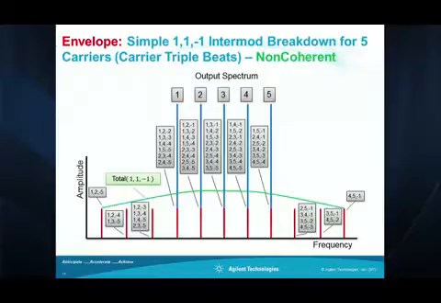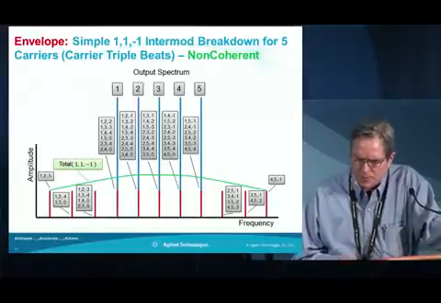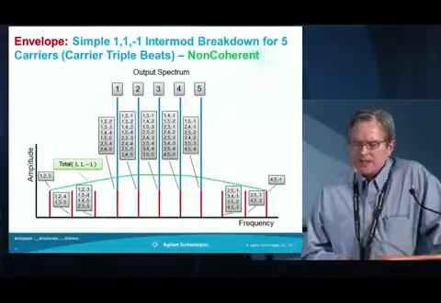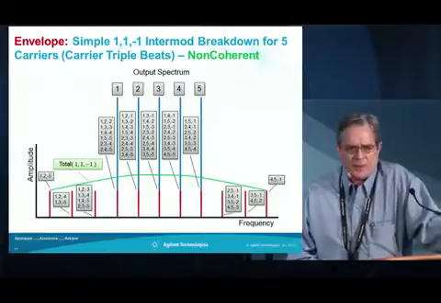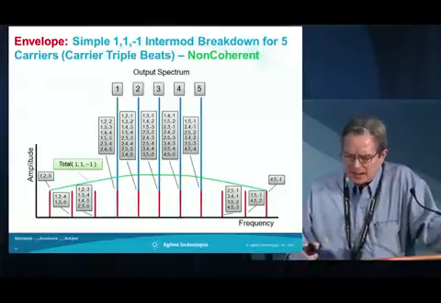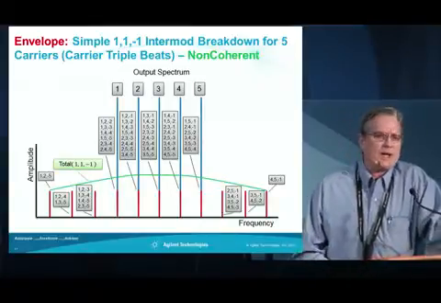On the very left, under the first carrier, there are 5 intermods generated: 1 plus 2 minus 2, 1 plus 3 minus 3, and so forth. Under carriers 2, 3, and 4, we have 8 intermods being generated. And under carrier 5, we have 5, and then you can see some of the ones out of band.